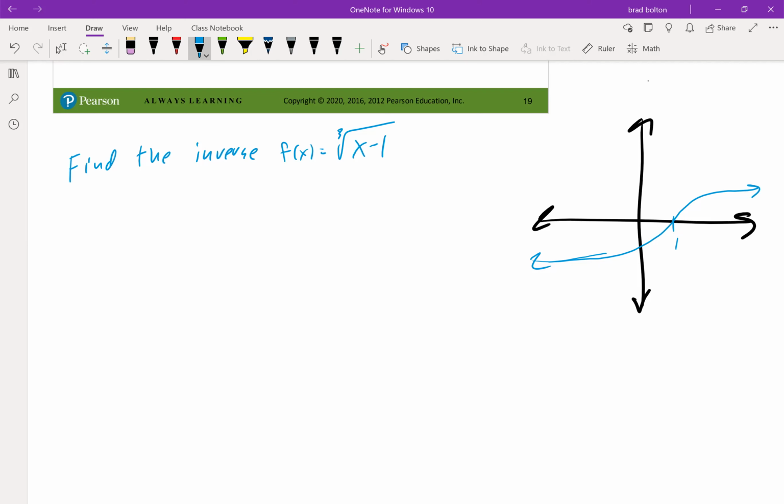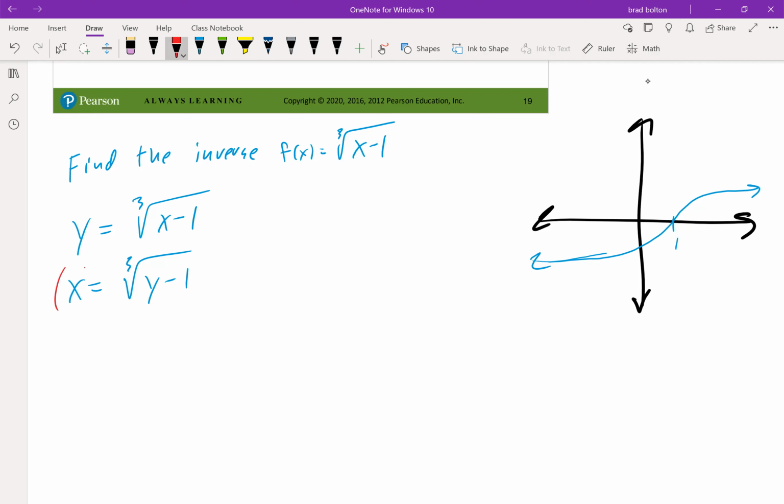So let's see here. We're going to find the inverse. So we're going to follow our steps. Step 1, replace f of x with y. So this is cube root of x minus 1. Step 2 says replace or interchange the x's and y's. So this will become x equals the cube root of y minus 1. Then we know that we have to solve for y now.